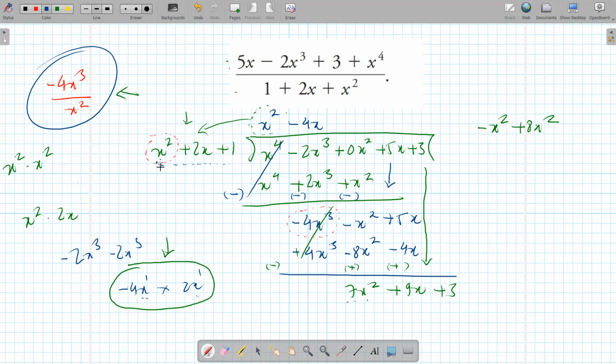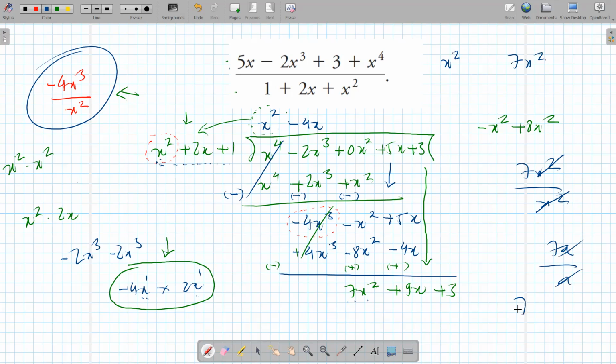How many times does x squared go into 7x squared? The trick is to just do 7x squared over x squared. What's that? 7. Because x squared and x squared cancel out. If you have 7a over a, the a's cancel out.